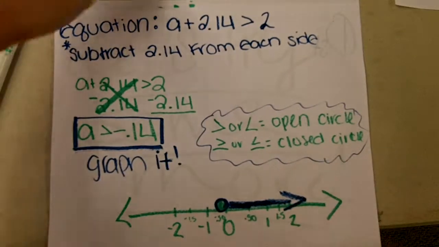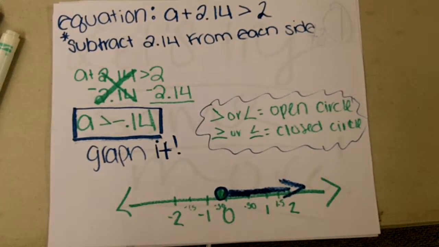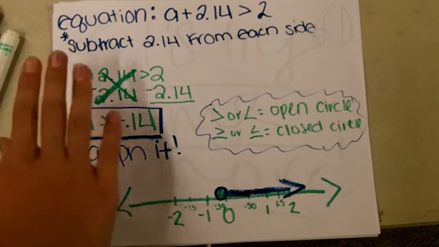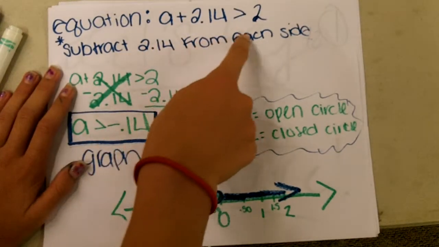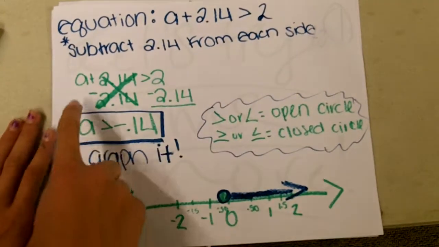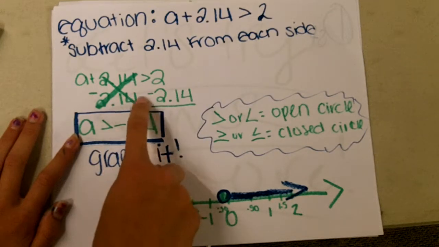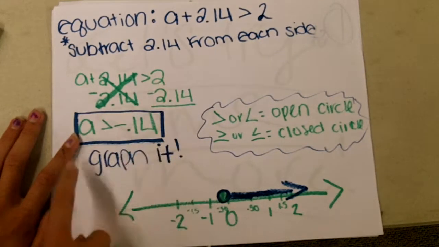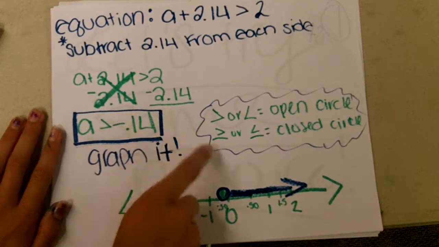So let's start out with an easy one. The equation is a plus 2.14 is greater than 2. So your first step is to subtract 2.14 from each side. So you subtract 2.14 from 2.14 and 2.14 from the 2, which gives you a is greater than negative 0.14.